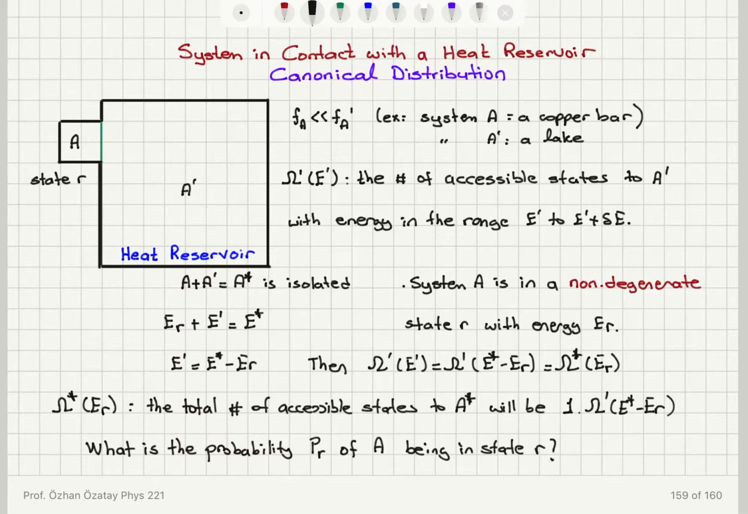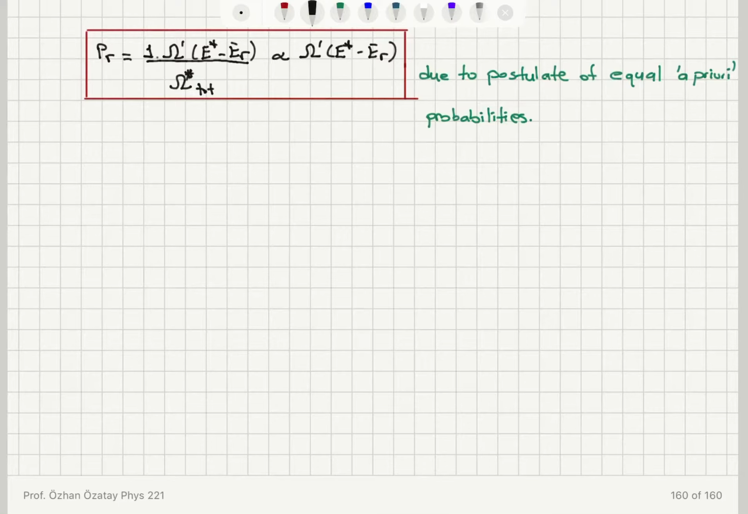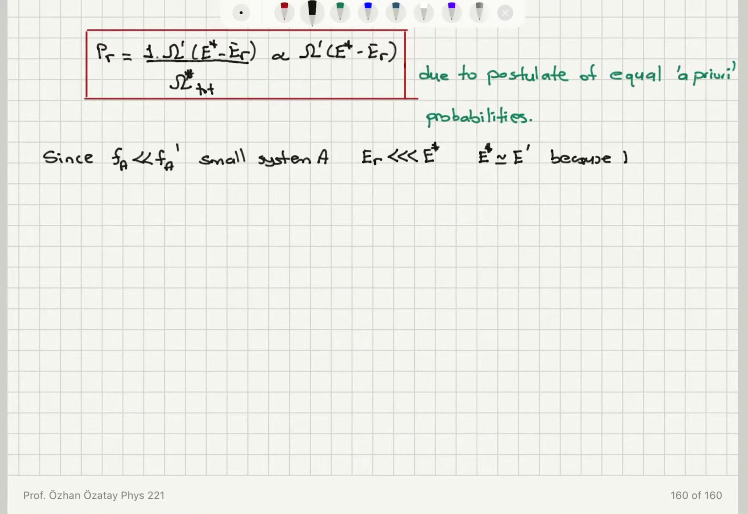Now remember that the number of degrees of freedom for system A is much less than A prime. It is a much smaller system than A prime. So since I have the number of degrees of freedom for system A much less than that of A prime, small system A, the contribution to the total energy in the star system A star, because simply I have very few particles, the total energy I have for system A, E sub r, will be really much less than the total energy that I will measure in the system. So I can say that E star will be more or less equal to E prime, because this energy in the very small system E sub r is considerably negligible.